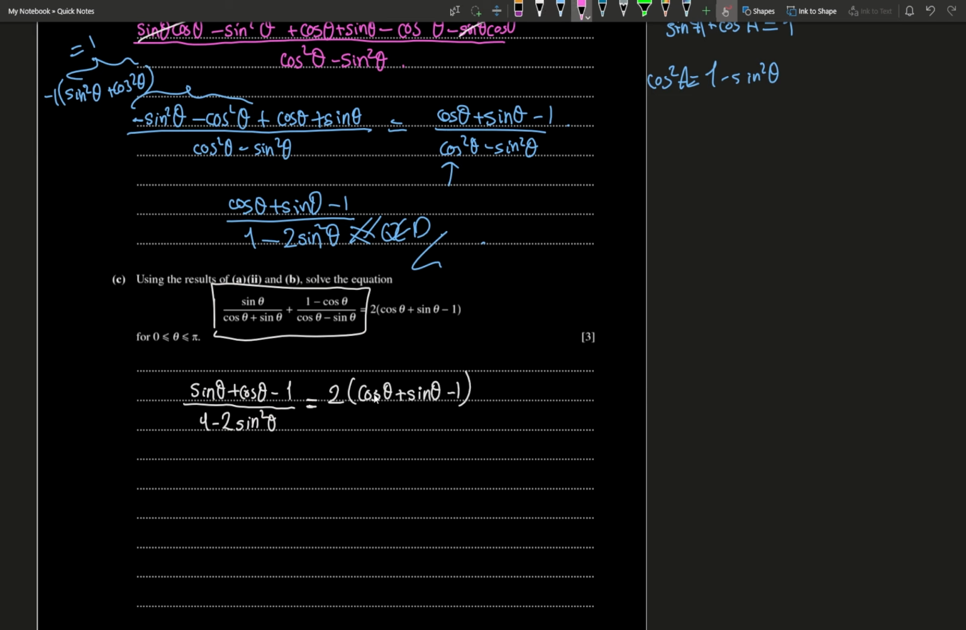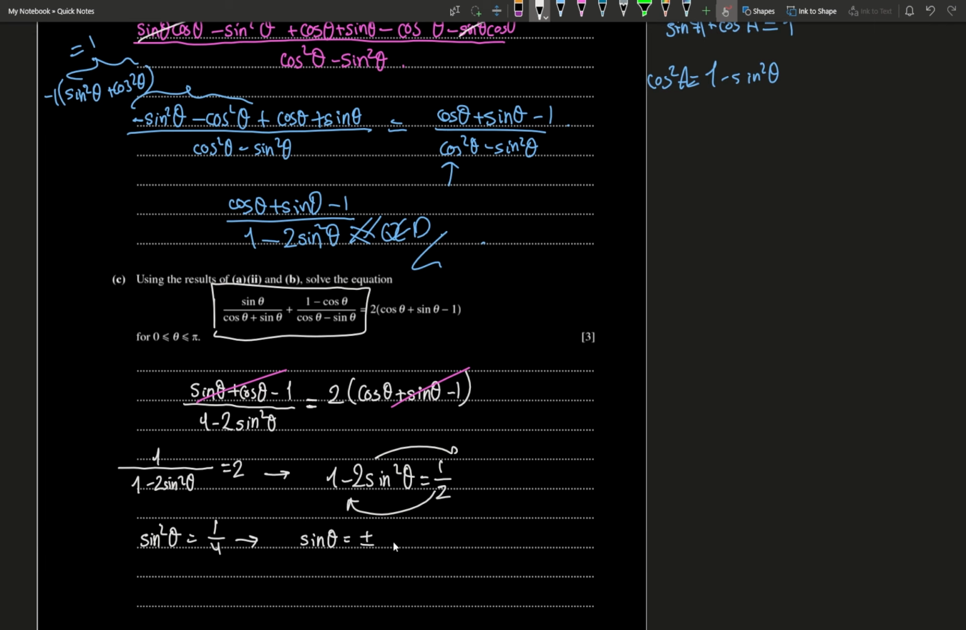You'll notice that we can divide by the bracket cosine of theta plus sine of theta minus 1 from both sides. Nice. And then we'll end up with 1 divided by 1 minus 2 sine squared of theta is equal to 2. Or you can actually just flip the fraction, flip both sides, giving us 1 minus 2 sine squared of theta is equal to a half. Then divide by 2 giving you sine squared of theta is equal to 1 over 4. Then you'll just take the square roots of both sides giving you sine of theta is equal to plus or minus 1 over 2.